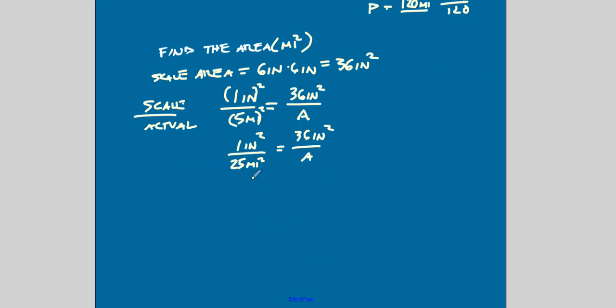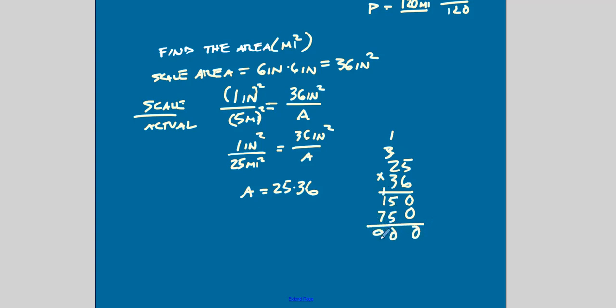So now I have A times 1 is A, and I have 25 by 36, and that's going to be my area in square miles. So I take 25 times 36: 5 times 6 is 30, carry a 3, 2 times 6 is 12, plus 3 is 15, add a placeholder 0, 5 times 3 is 15, carry a 1, 2 times 3 is 6, plus 1 is 7. So I get 900. So my area is going to be 900 square miles for that figure, the actual.